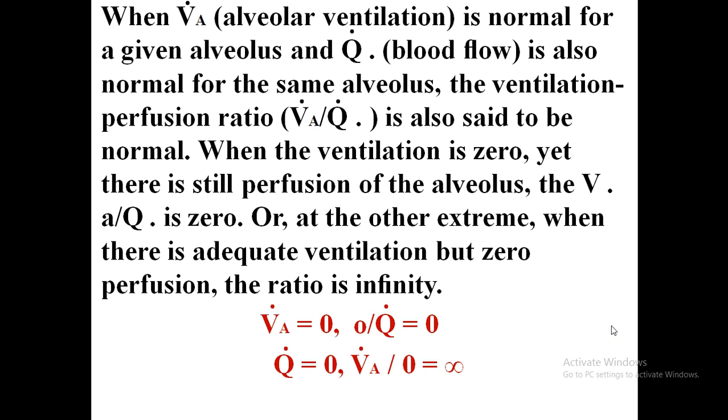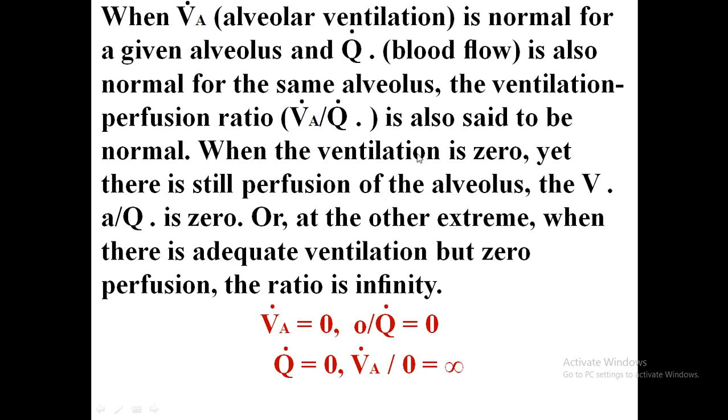The symbol for the alveolar ventilation is V-dot A, with the dot on the upper side. If it is normal for a given alveolus, and the perfusion, whose symbol is Q-dot, is also normal for the same alveolus, the ventilation perfusion ratio, which is shown in this diagram in this symbol, is also said to be normal.